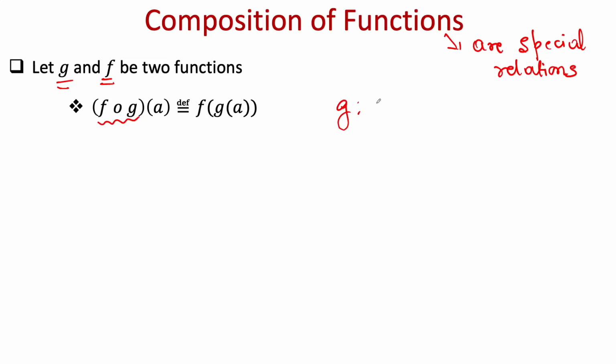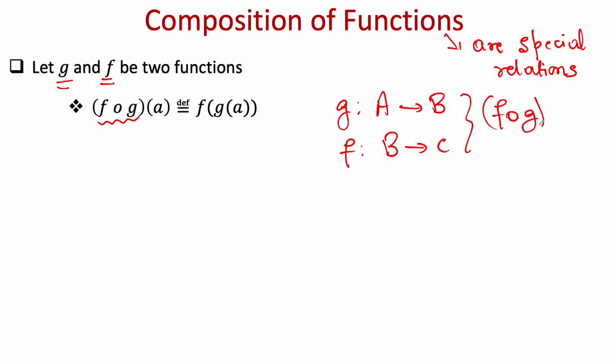Let me make it more clear here. Imagine that g is a function from set A to set B, where A and B might be the same or different, and f is a function from B to C. Then the composition of f and g will be a function from the set A to C. What exactly will that function be? We apply the function g first and obtain the images of the elements a from the set A, and then we apply the function f on those resultant elements, and that will be the mapping of the element a as per the composition of f and g.